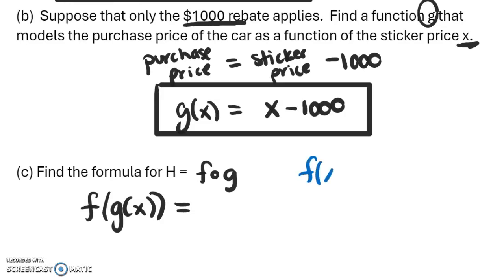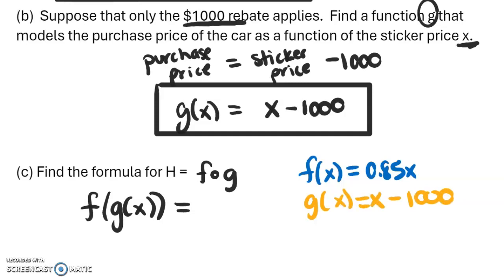F of X was equal to 0.85x, and G of X was equal to x minus 1,000. So if I am writing F of G of X, or F composite G of X, I'm going to substitute this part in place for the input.